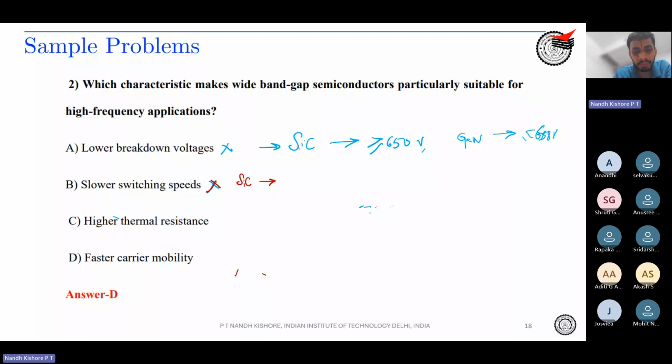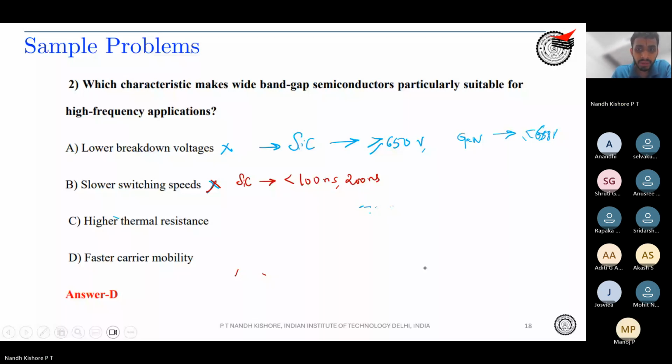the turn on time can be less than 100 nanoseconds or 200 nanoseconds. So 100 into 10 power minus 9, right? So that's the time we are talking about. And for devices based on gallium nitride, GaN as we call it, the turn on and turn off times can be less than 10 nanoseconds. Okay.